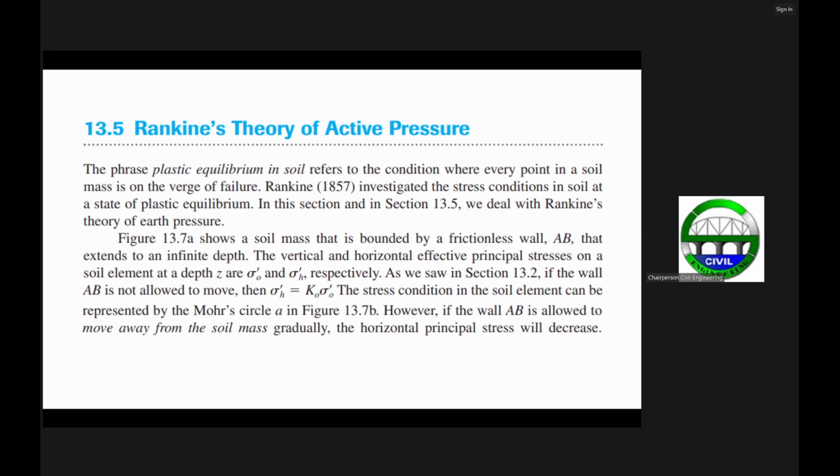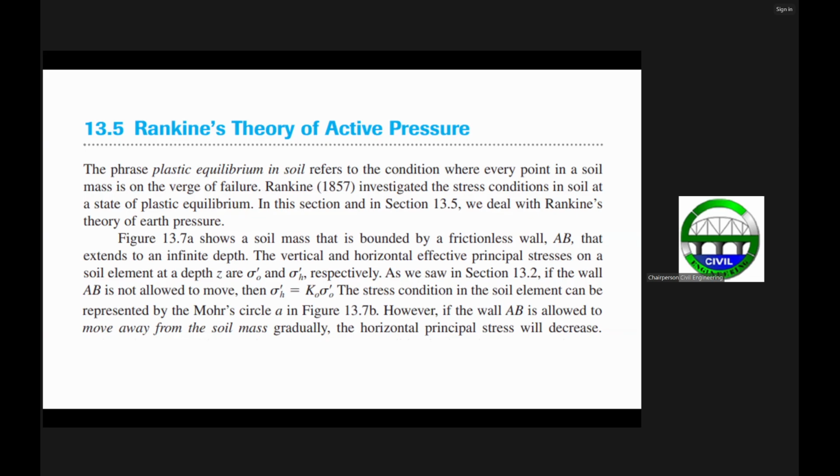Again, the phrase plastic equilibrium in soil refers to the condition where every point in the soil mass is on the verge of failure. This is different from elastic equilibrium. Here, the soil mass is on the verge of failure. Normally for soils, we consider plastic equilibrium. Now, Rankine in 1857 investigated the stress conditions in soil at a state of plastic equilibrium.